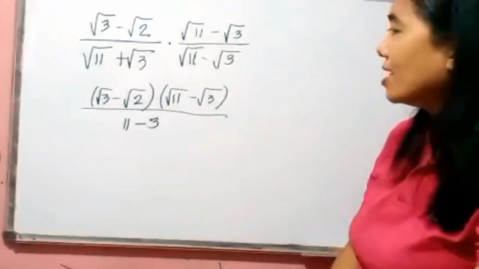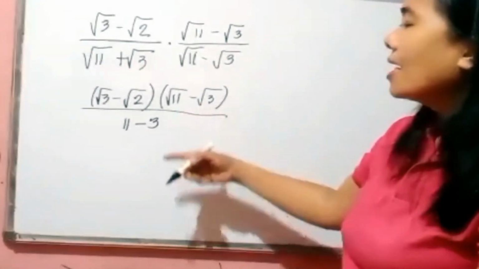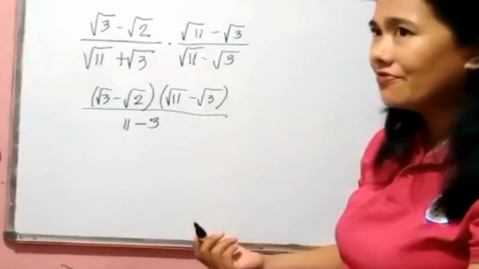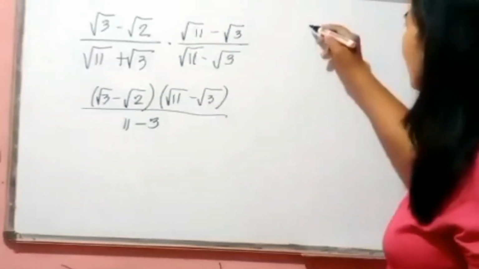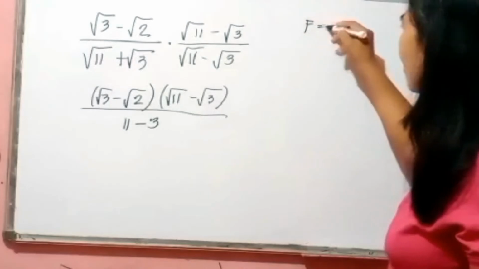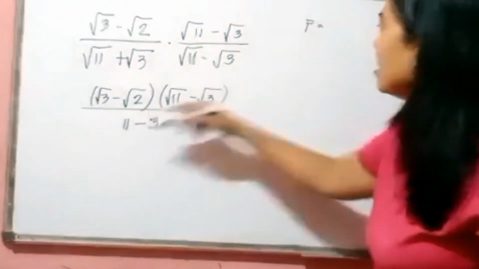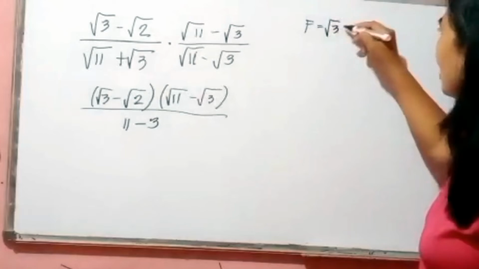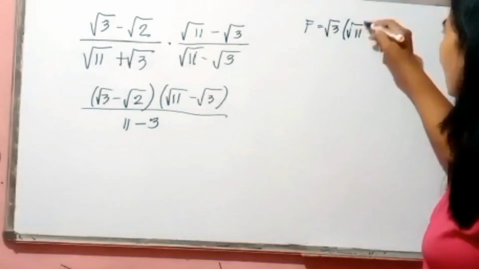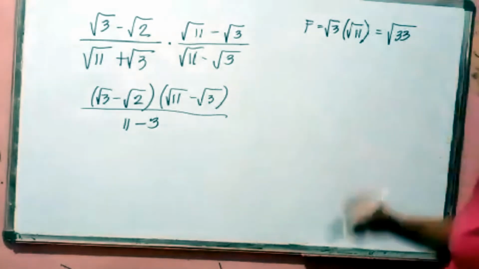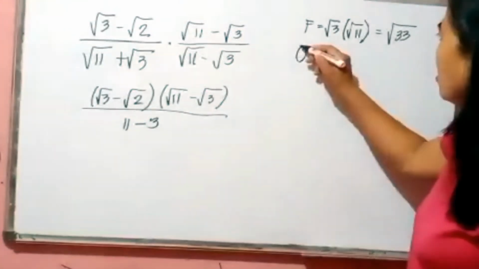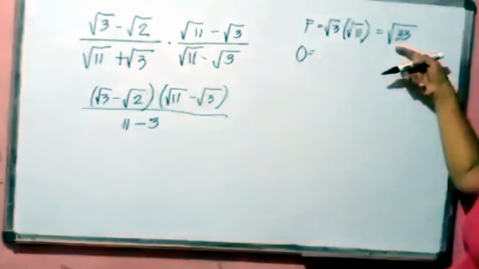So, okay na yan. Dito sa baba, kailangan mo muna either magpo-foil ka or mag-distributive. So, foil pa rin yung gusto kong gamitin. So, that is going to be F: the square root of 3 times the square root of 11, which is the square root of 33. Hindi na siya pwedeng ma-simplify, ha?